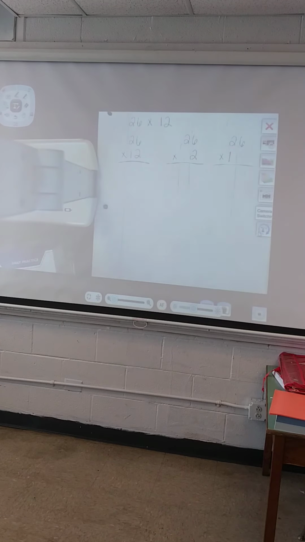This 2 needs to be multiplied by every number that's sitting at the top. So I'm going to draw an arrow from the 2 to the 6, and I'm going to do that one first because that's going to be my first one. And I'm going to draw an arrow from the 2 to the 2, and that's going to be my second one. So everybody draw that on yours.